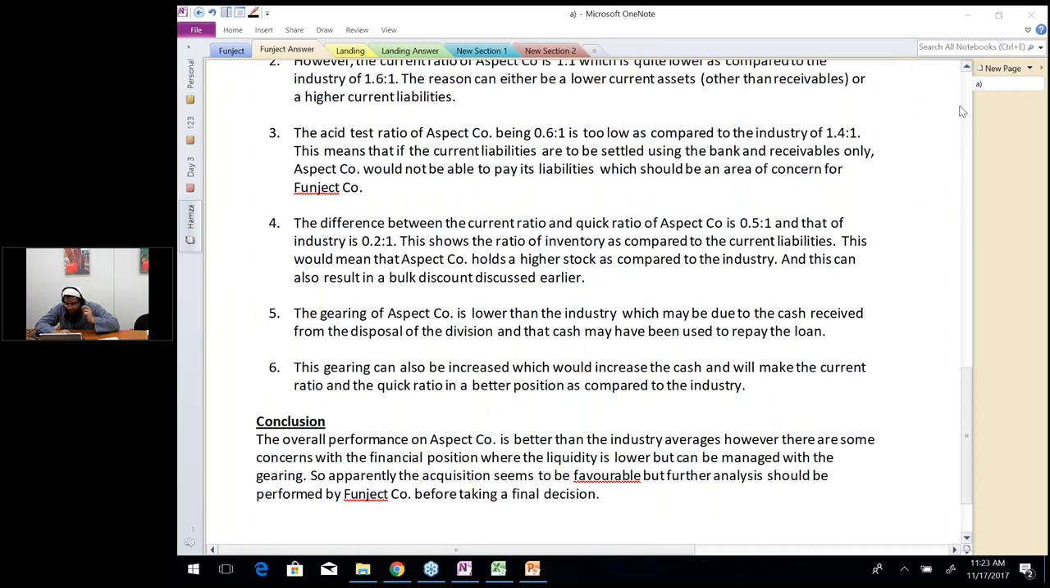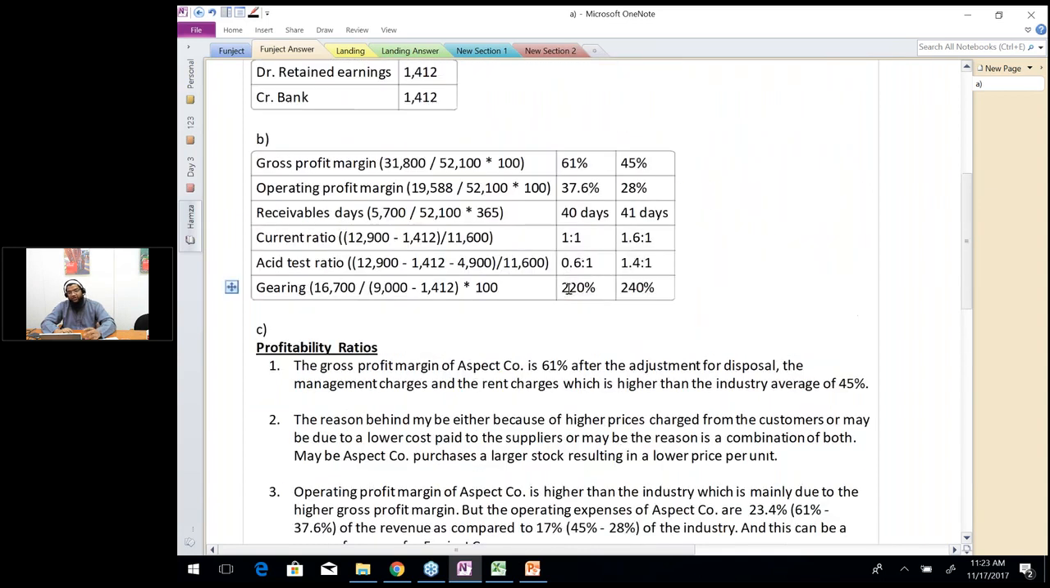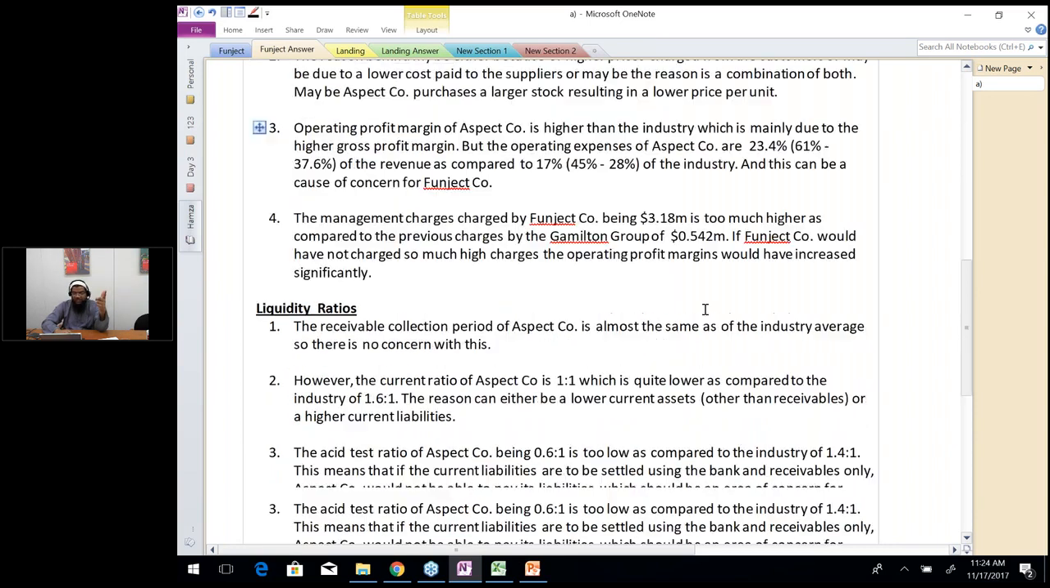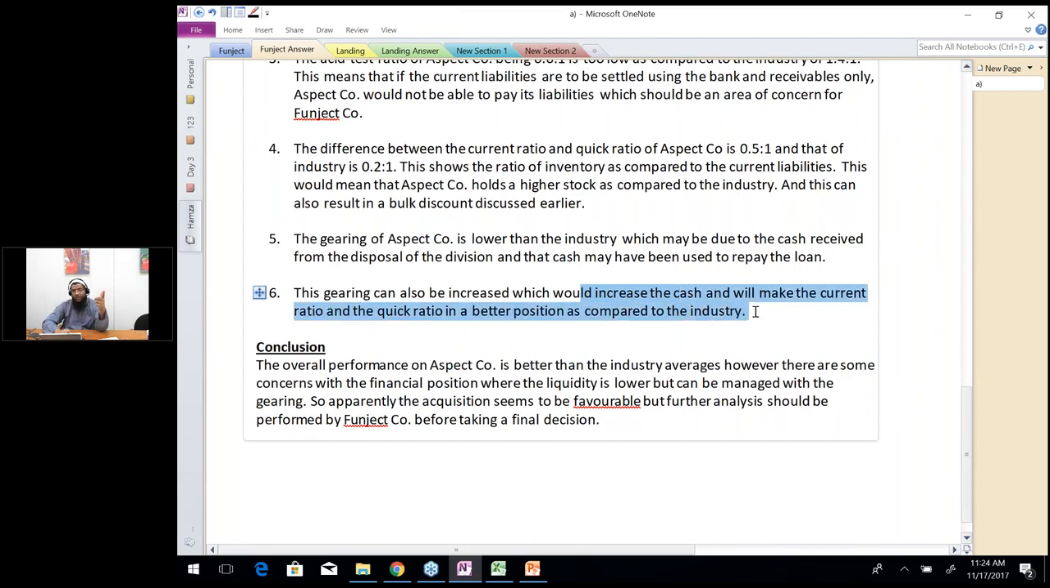Young is asking, can you please re-explain bullet number 6? Young, in bullet number 6, I've said that the gearing can also be increased, because our gearing is actually 220 as compared to the industry of 240. So we can increase the gearing by 20%. When we increase the gearing, we will receive cash. If we receive cash, the current assets would increase, and if the current assets increase, the current ratio would also increase to be at par with the industry. Similarly, the acid test ratio would also increase. So we will be at par in all of the four ratios. We would say that the position is more or less the same as compared to the industry, but only if we increase the gearing and the cash, which will put the current and the quick ratio in a better position. So this is what I mean in point number six.